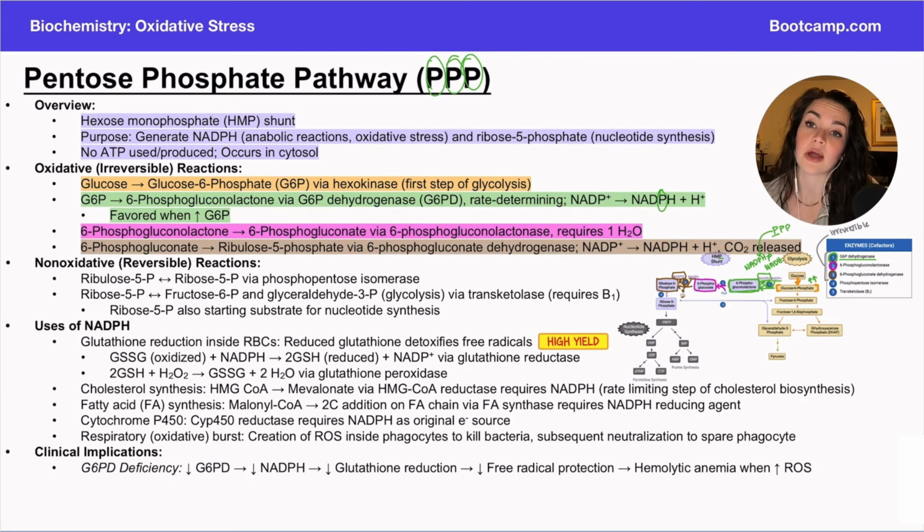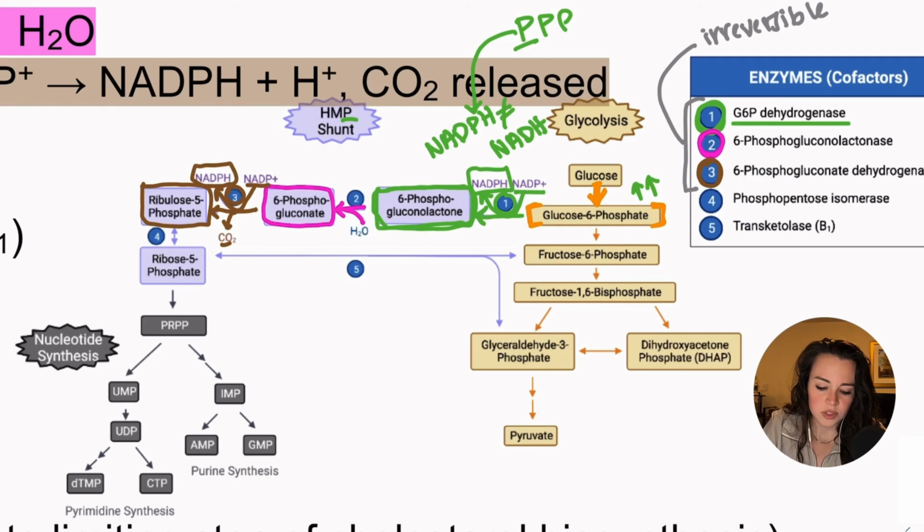Now let's talk about our reversible reactions, which is the second half of the pentose phosphate pathway. We can use enzyme 4 right here, which is called phosphopentose isomerase, to turn ribulose 5-phosphate into ribose 5-phosphate.